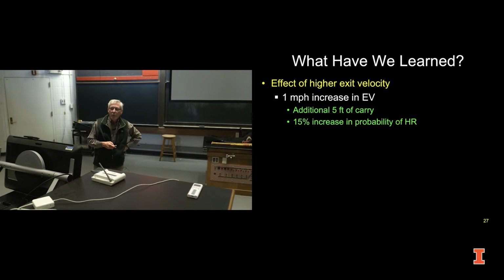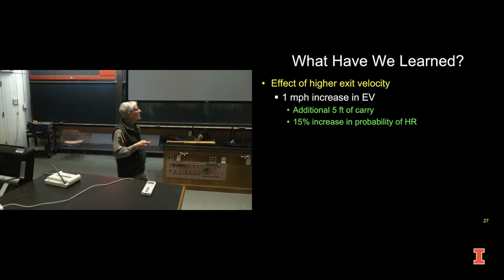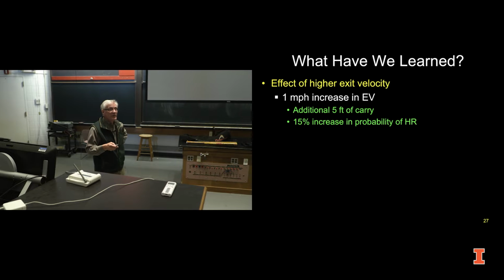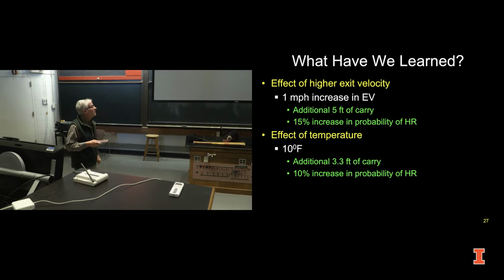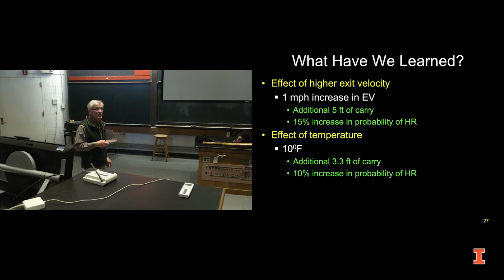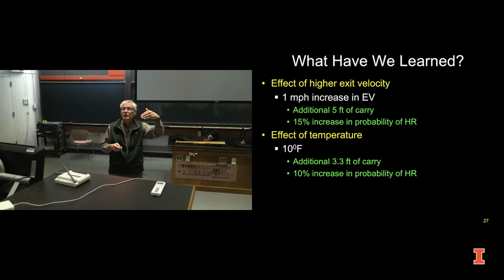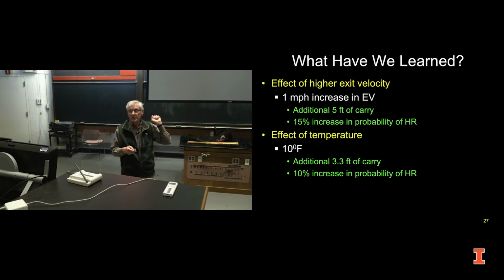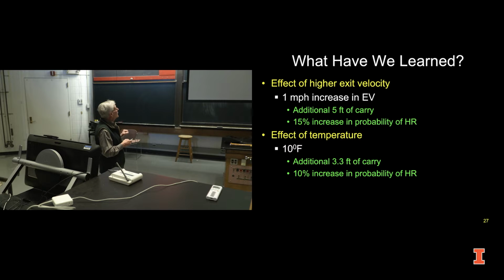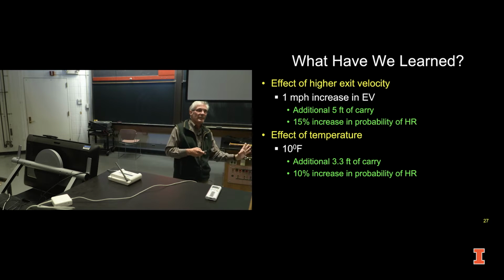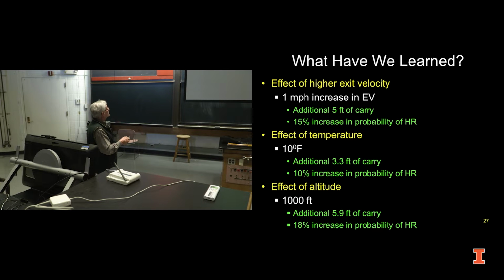As I already said, a 1 mile per hour increase in exit velocity will give you an additional 5 or 6 feet, okay? And that increases your probability of hitting a home run, assuming you're hitting it at the optimum angle, by about 15%. Temperature, a 10 degree change: if you increase the temperature, you're reducing the air density, therefore reducing the drag, and increasing the distance, okay? You get an additional 3.3 feet for 10 degrees, which increases your probability of a home run by about 10%. And altitude, you get about 6 feet per 1,000 feet.